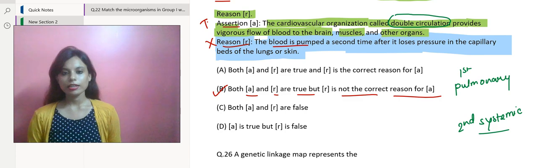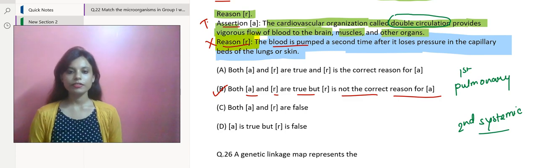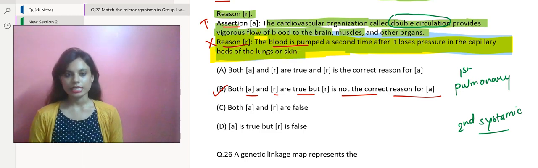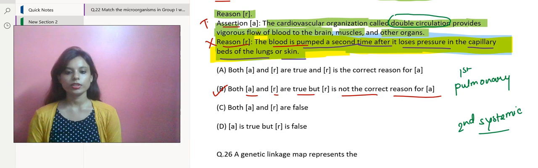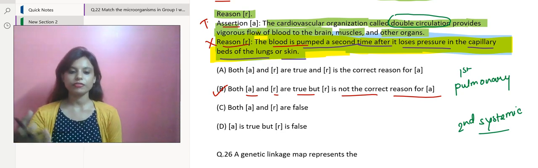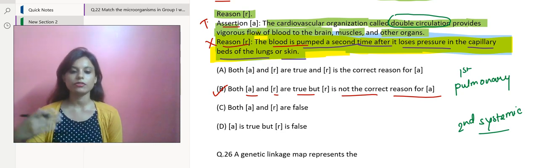Let's talk about the reason a little bit. Now, what reason is given? How is it correct and all? We are going to discuss it now. Okay. Now, the reason mentions that the blood is pumped a second time after it loses pressure in the capillary beds of the lungs or skin, right? That is written. But it is not the correct reason for the vigorous flow of blood to the brain, to the muscles, and to the other organs.